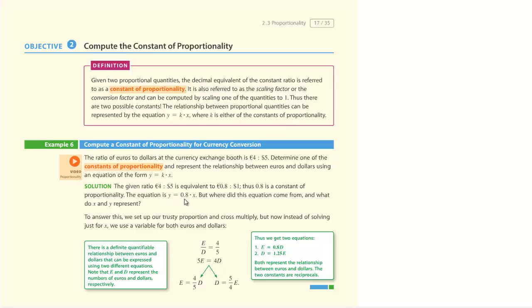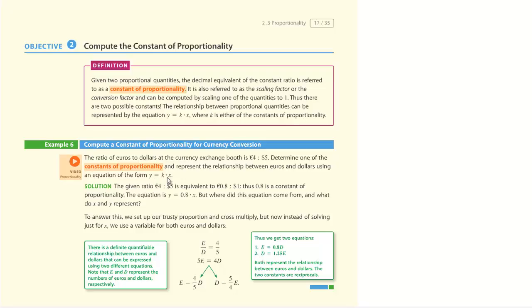But then, that's technically a completely different function, right? It's a completely different line, and it has a completely different constant of proportionality, because when we do the 1.25, that means we're plugging in euros and getting our answer in dollars, whereas when we have the 0.8, we're plugging in dollars and getting euros.